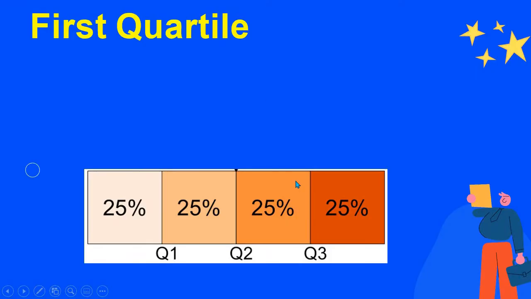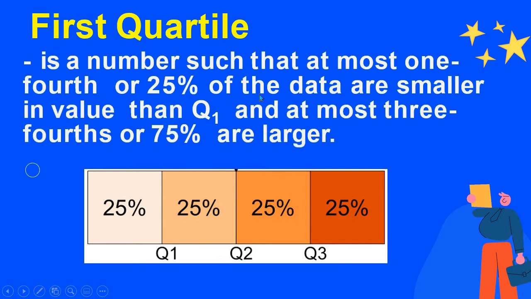What is the first quartile? The first quartile is a number such that at most 1/4 or 25% of the data are smaller in value than quartile 1, and at most 3/4 or 75% are larger. So this is our quartile 1, and to the left is 1/4 or 25% of the data, and to the right is the 75% of the data larger than quartile 1.